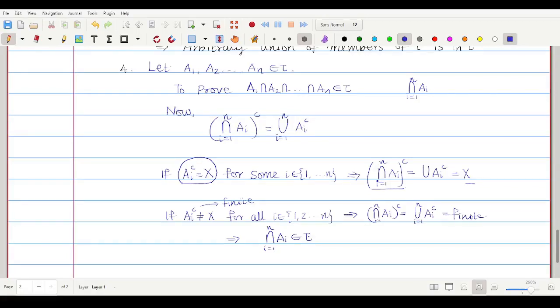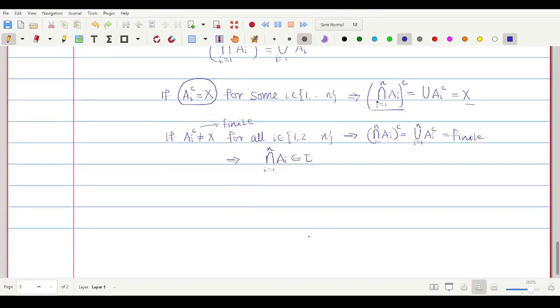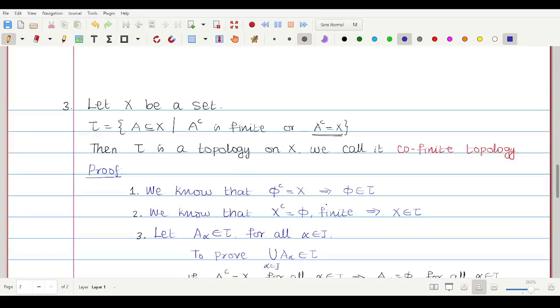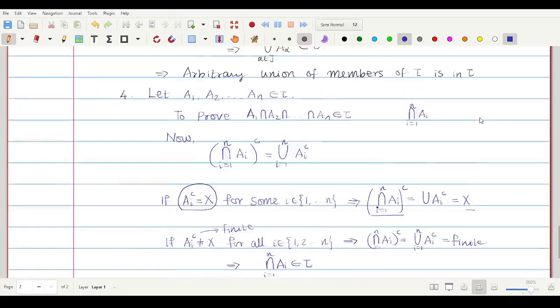Is it okay? அப்போ எனக்கு என்ன கிடைச்சிருக்கு அப்படின்னா, finite intersection of members of tau is in tau. So this implies that tau is a topology. Okay, this is a topology, and this topology is known as co-finite topology. This is called a co-finite topology. Okay, so we'll go to the next example.